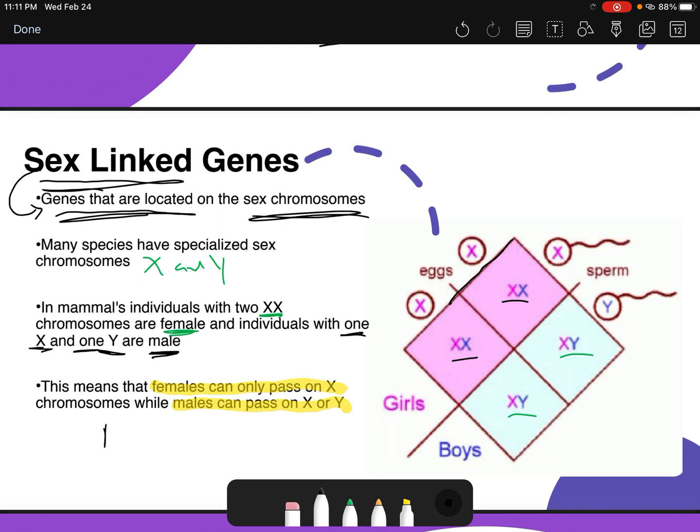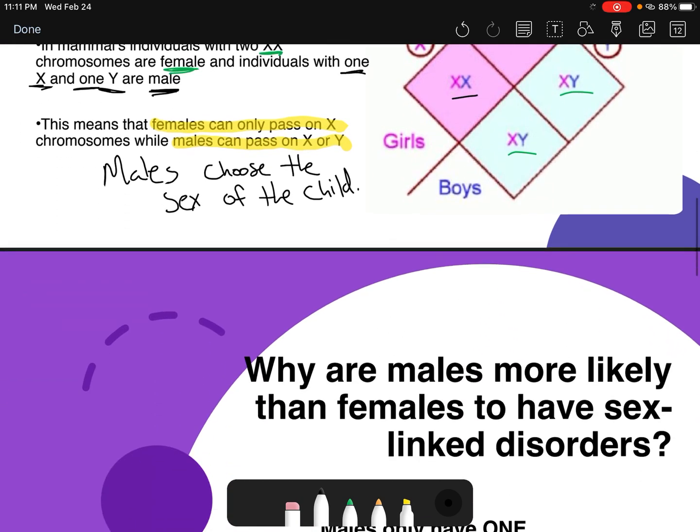This means males determine the sex of the child. It isn't a choice they can just make. They can't just decide to have a boy or a girl, but their sperm is what decides it, depending on whether the sperm that fertilizes the egg contains an X or a Y chromosome.